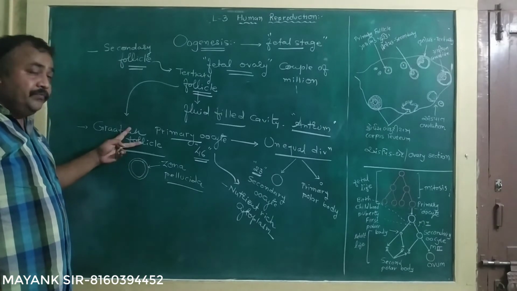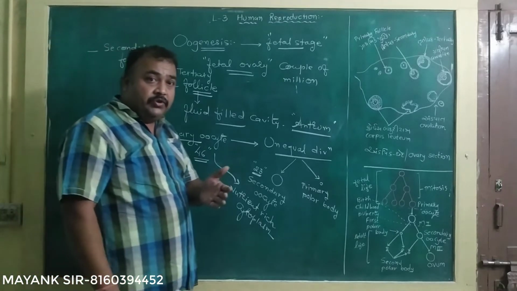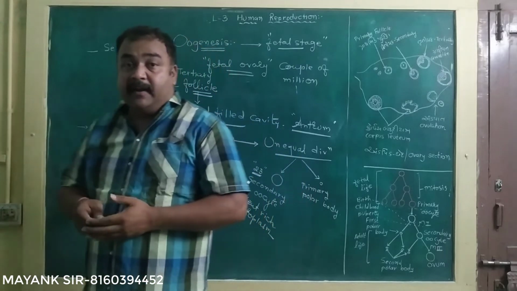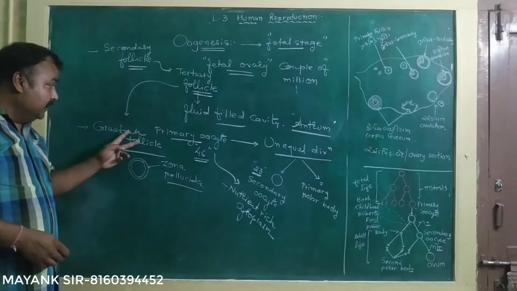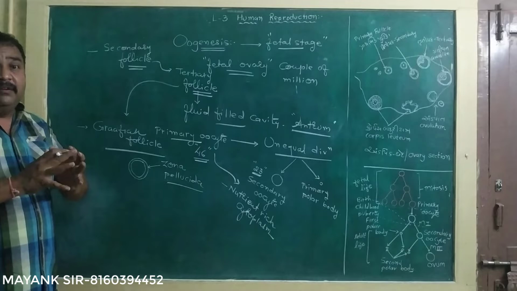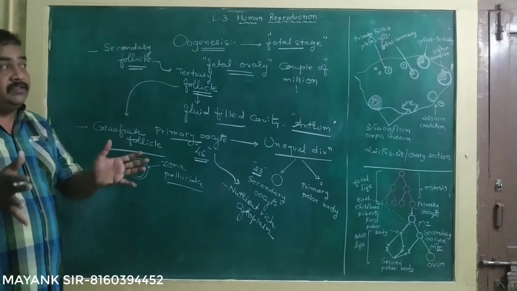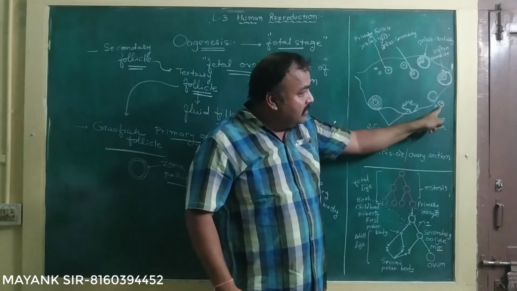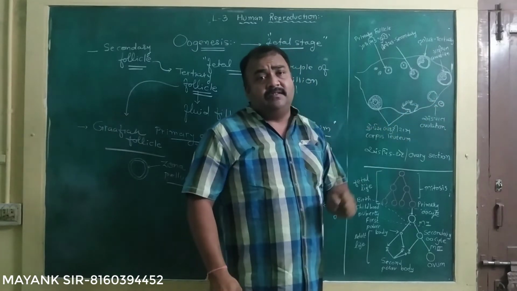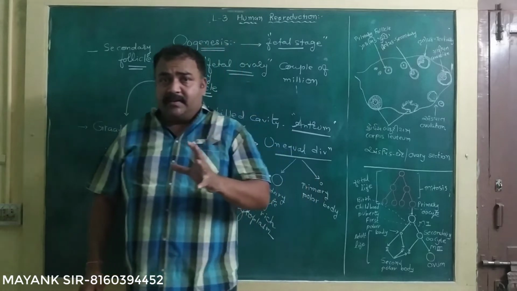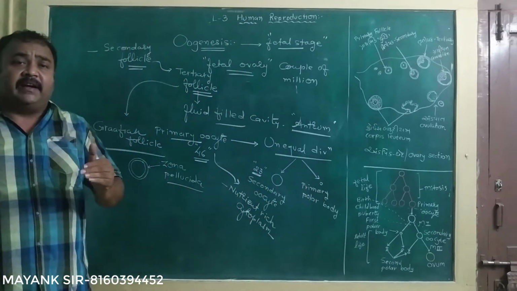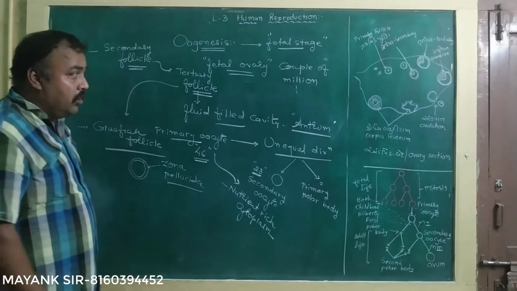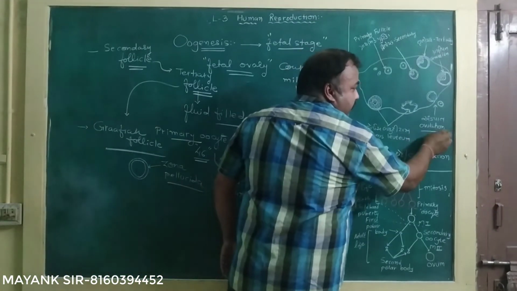Now the Graafian follicle becomes completely mature. It is the mature form of the ovarian follicle. And the Graafian follicle ruptures, it bursts, and so it releases the secondary oocyte. This process of release of the secondary oocyte from the mature Graafian follicle is called ovulation.